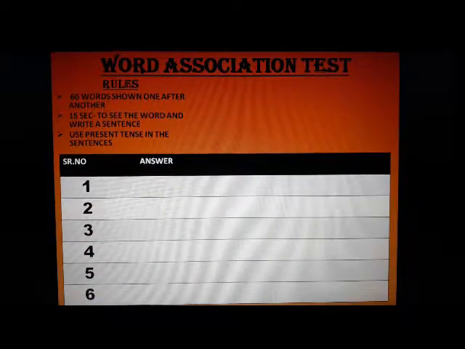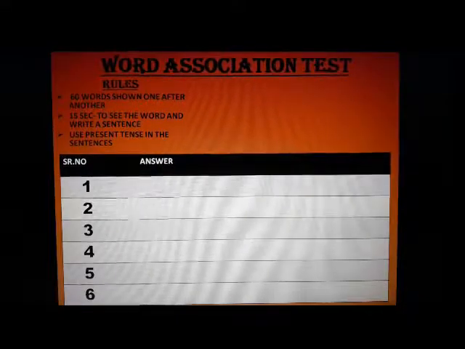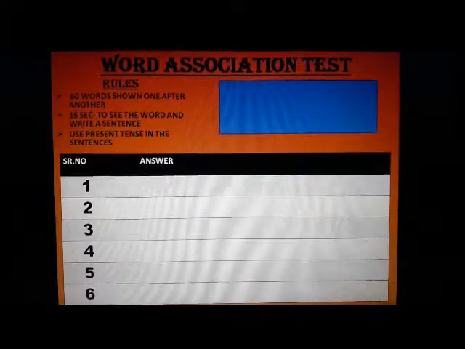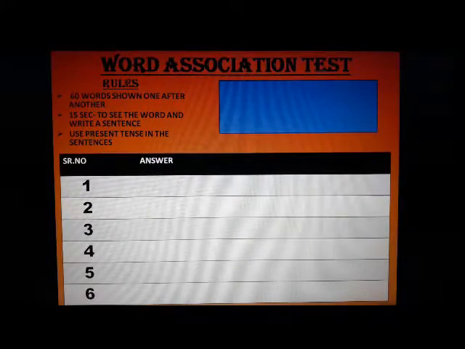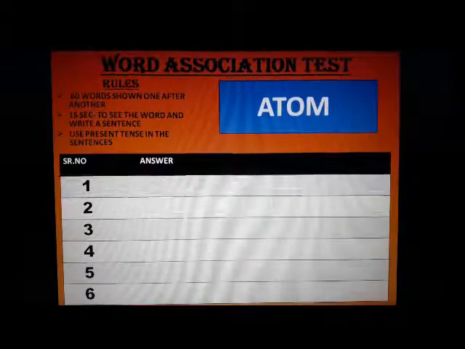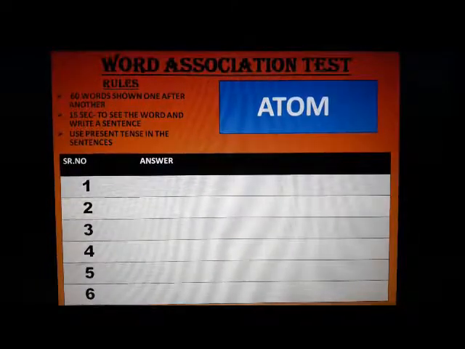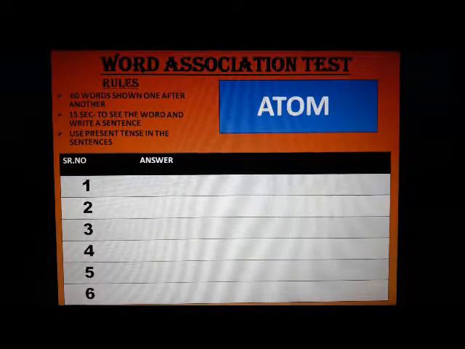Now I'll show you the example. A word will come on the blue screen. Think for 15 seconds and then write a meaningful sentence on the answer sheet. Look at the blue screen. The word is atom. Now think what sentence you can frame in 15 seconds.